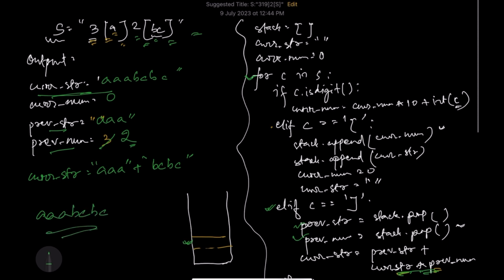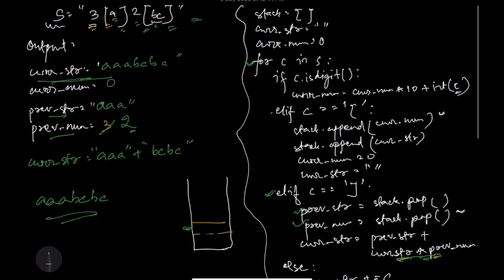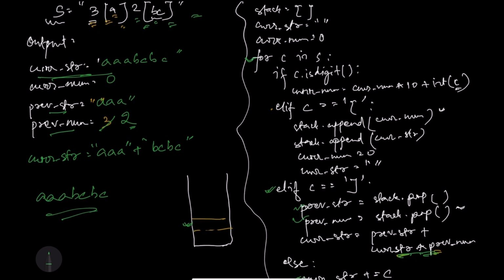Now you can do your own dry runs with the other example that is given.